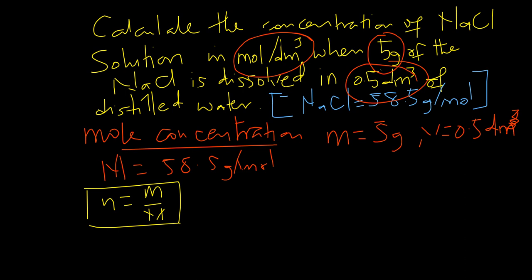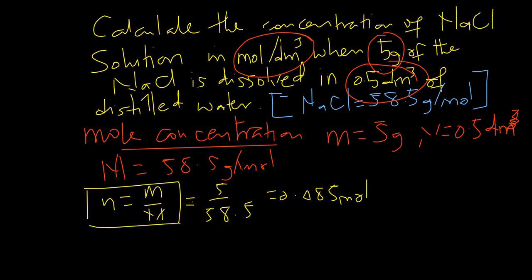So the mass here is 5 divided by the molar mass of 58.5. 5 divided by 58.5 gives us 0.085 mole. So now we know the number of moles, and with this we should be able to calculate the concentration.